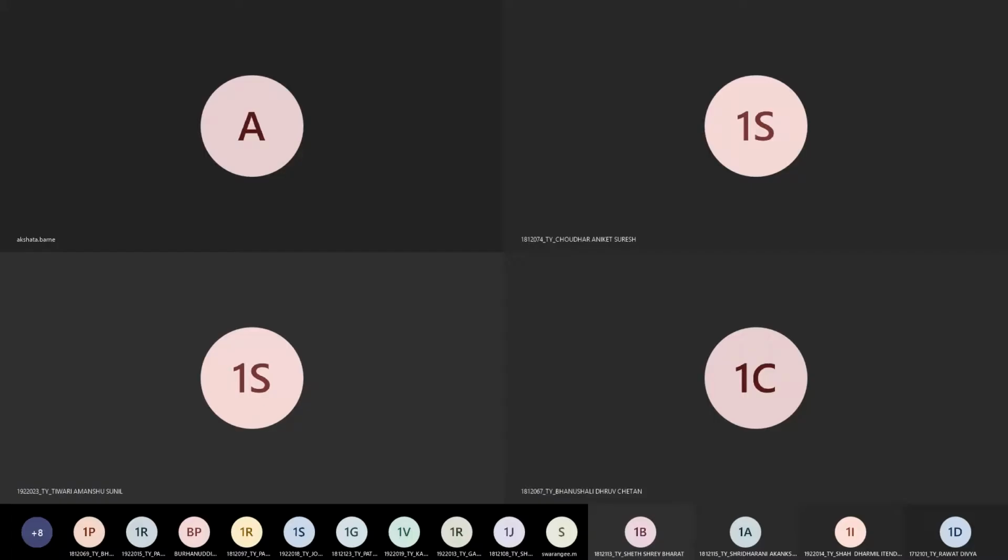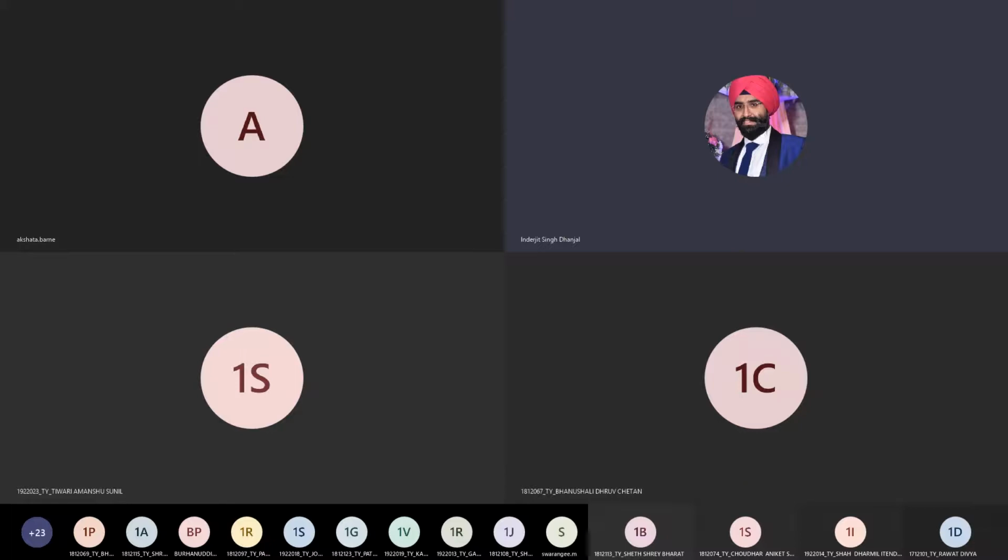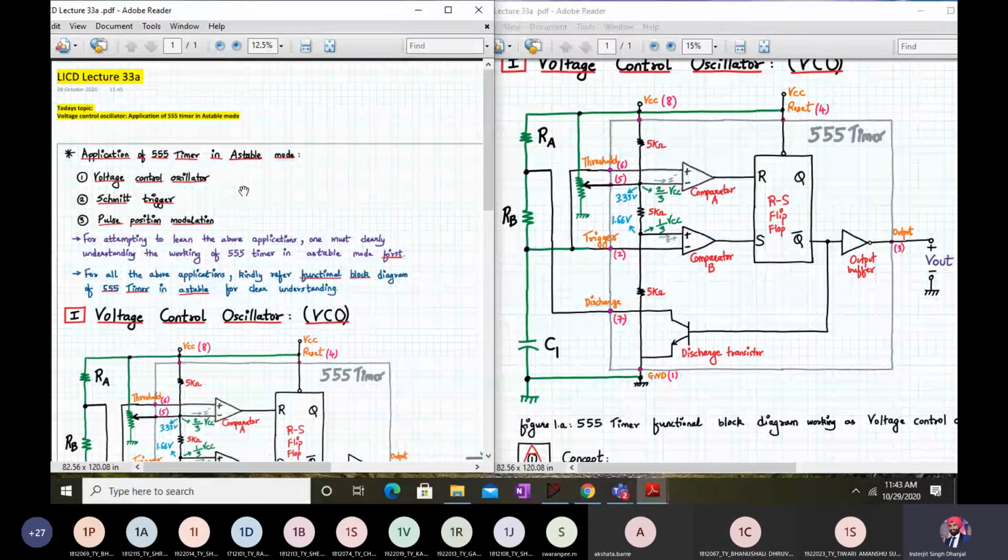Everyone, welcome to LICD lecture number 23A. Today we are going to discuss the applications of 555 timer in astable mode.